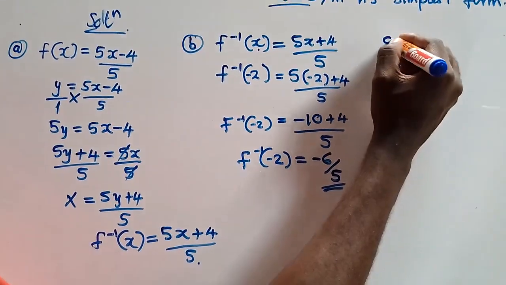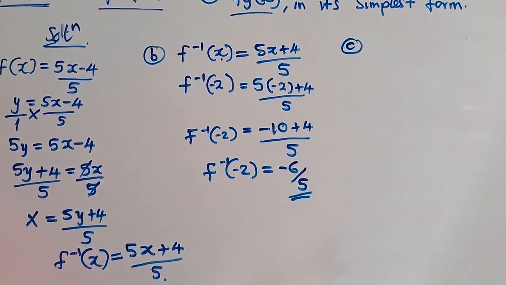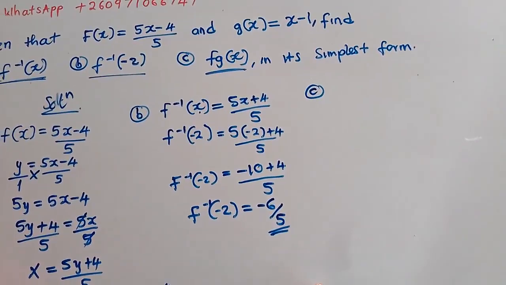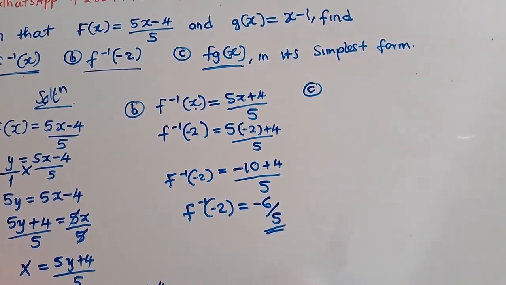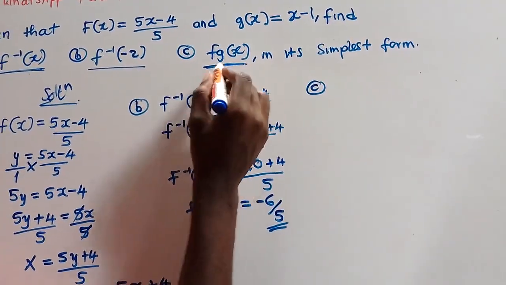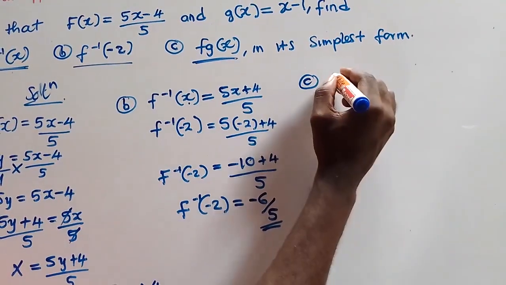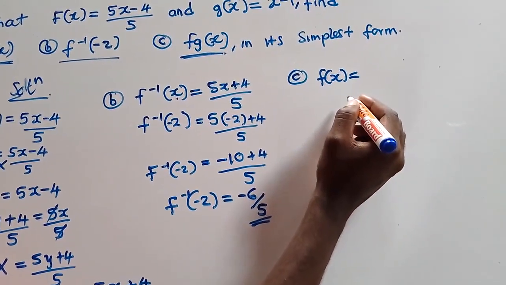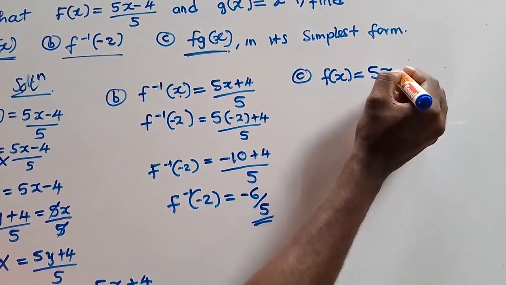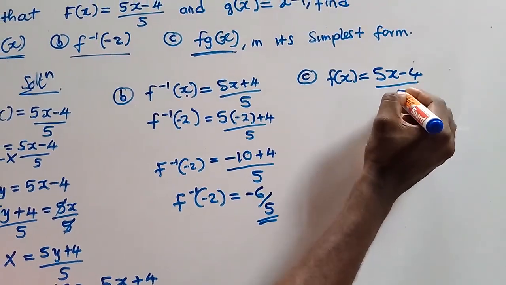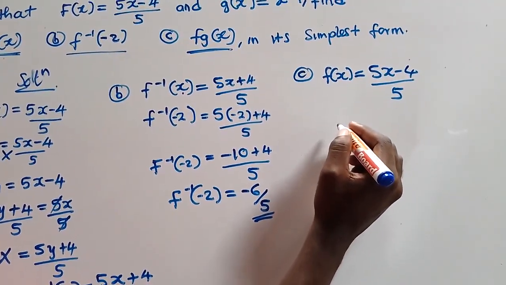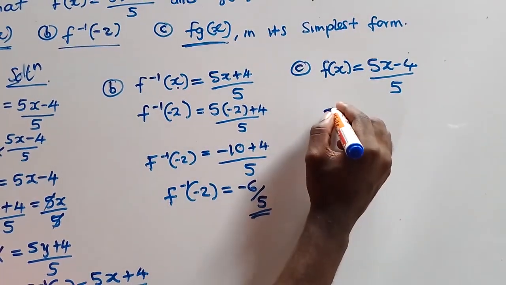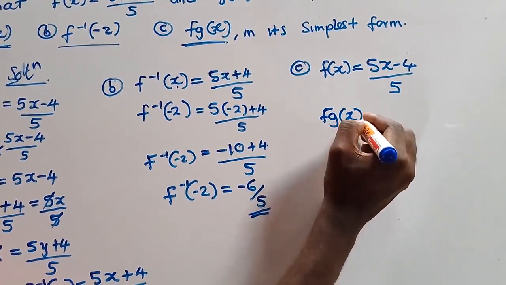We move to C. These are composite functions where we are told to combine two functions. The first function which they have started with is f. So f of x is equal to 5x minus 4 over 5. Then they have also put g. So it's f, now g. So we combine these two.